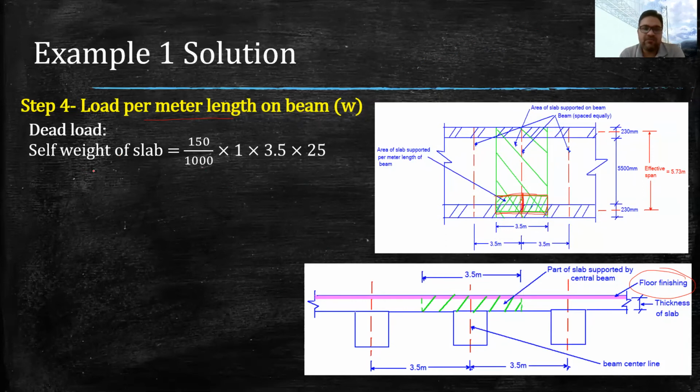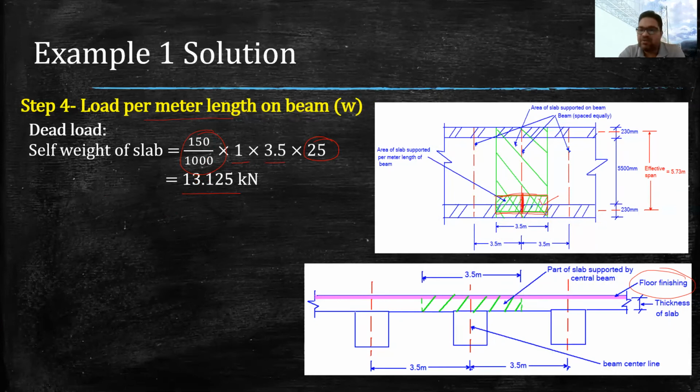So in this case, self weight of slab is volume into density. The slab is of RCC, so RCC density is 25 and volume of slab will be 1 into 3.5, which is this area, multiplied by the thickness of the slab. We are converting this thickness into meters, so 150 by 1000. After calculating, we get the self weight of slab as 13.125 kilonewton. So this is the weight of the slab resting on this 1 meter length of the beam.